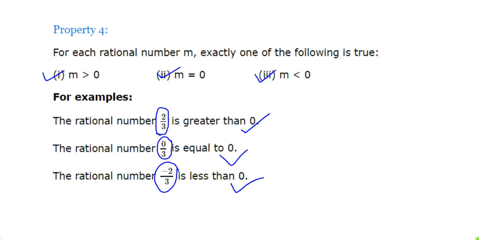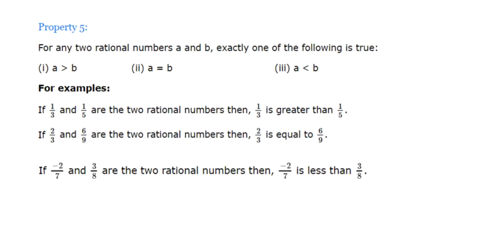Let us move to the next property of rational numbers. It says for any two rational numbers A and B, exactly one of the following cases is true. Either A is greater than B, or A is equal to B, or the third case can be A is less than B. Similarly, if I take the example of two rational numbers 1 upon 3 and 1 upon 5, I can say that 1 upon 3 is greater than 1 upon 5.